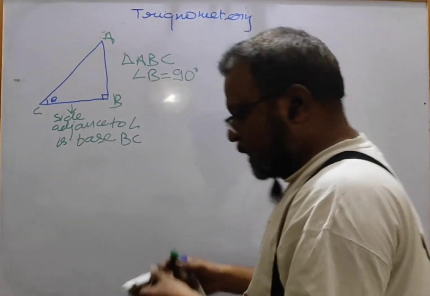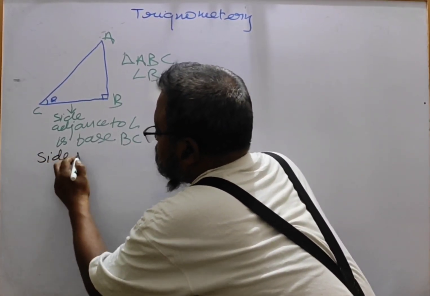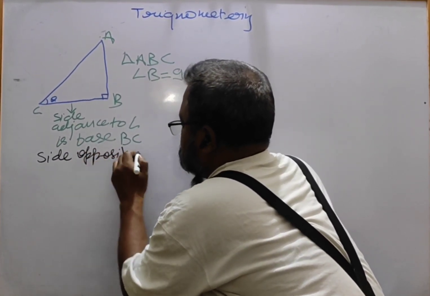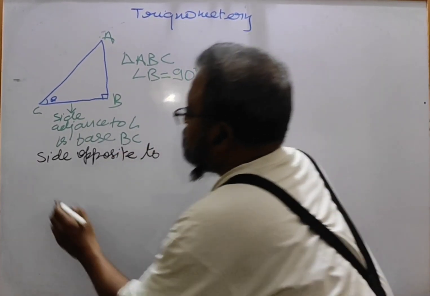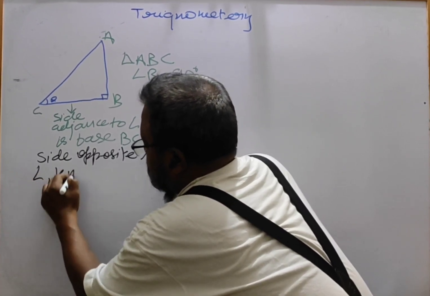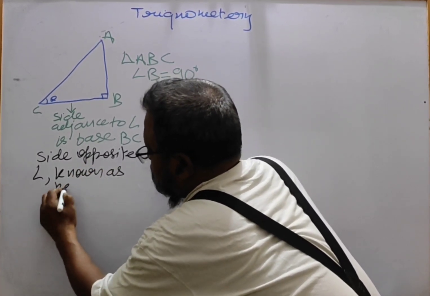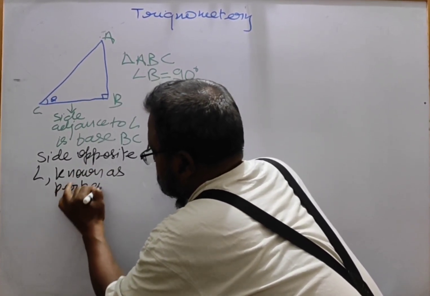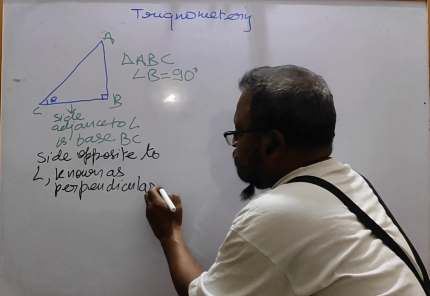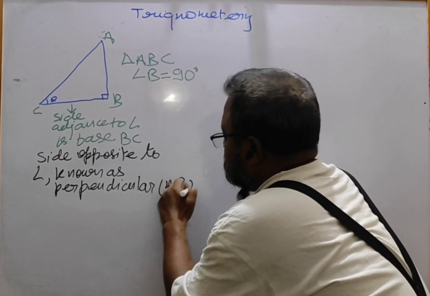And side opposite to angle is known as perpendicular. Perpendicular. So therefore, that is AB, right?